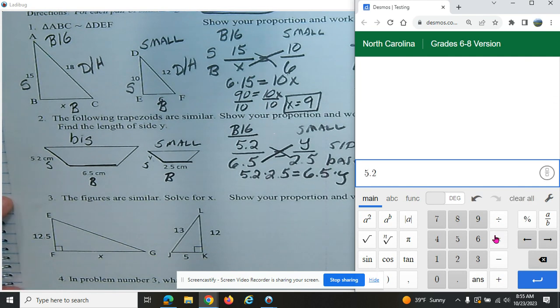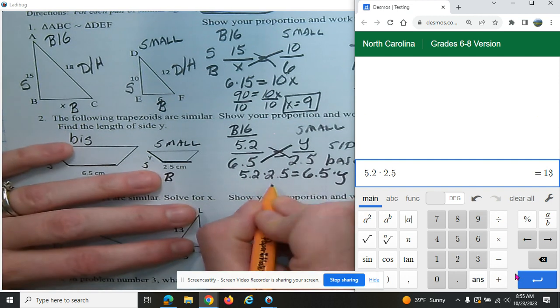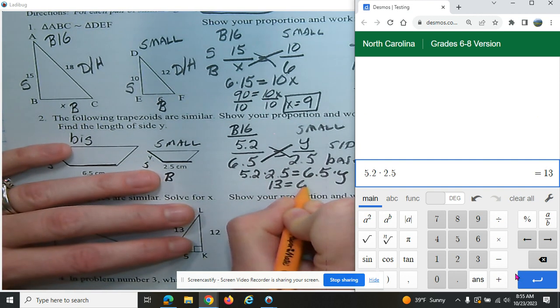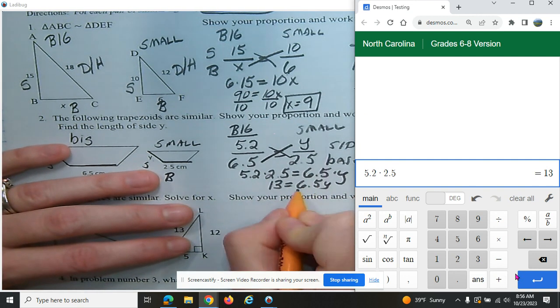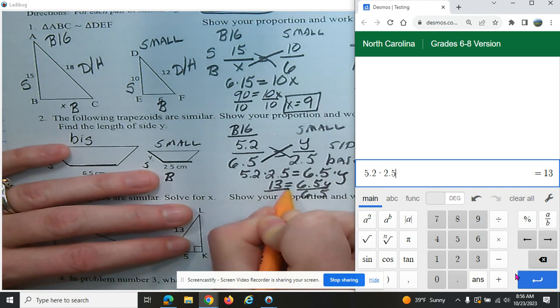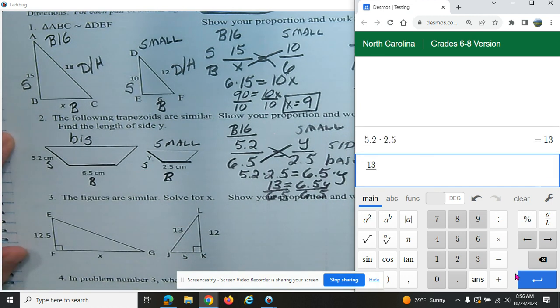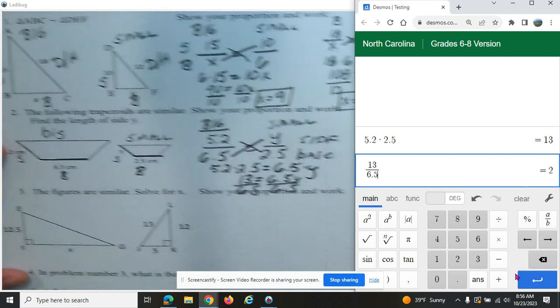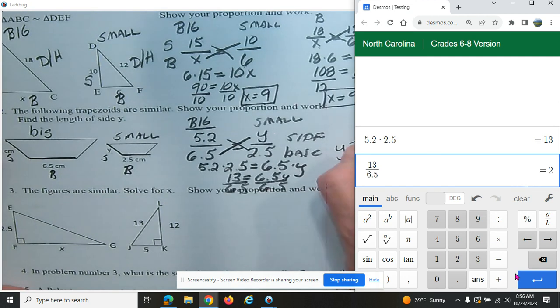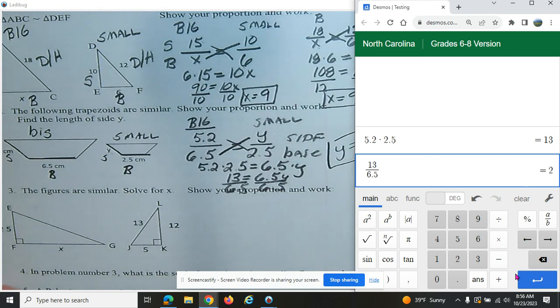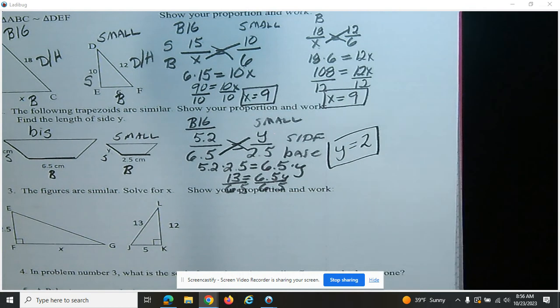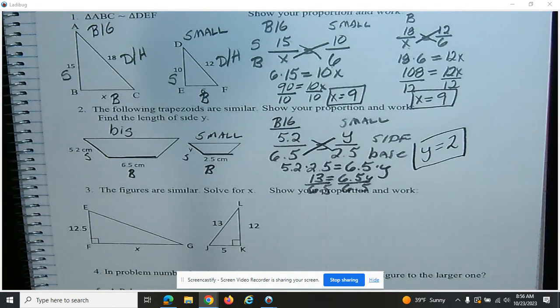5.2 times 2.5 is 13. To get the y by itself, I'm going to divide by the 6.5. 13 divided by 6.5, and I get 2. So y is 2. Are there any questions? Okay, look at number 3 for a minute.